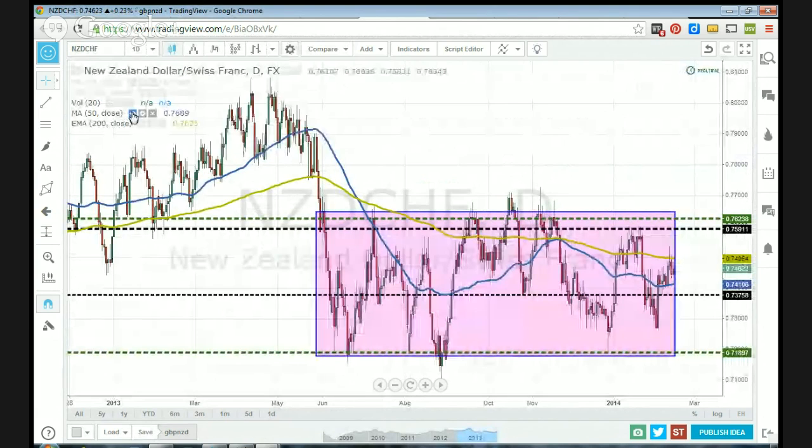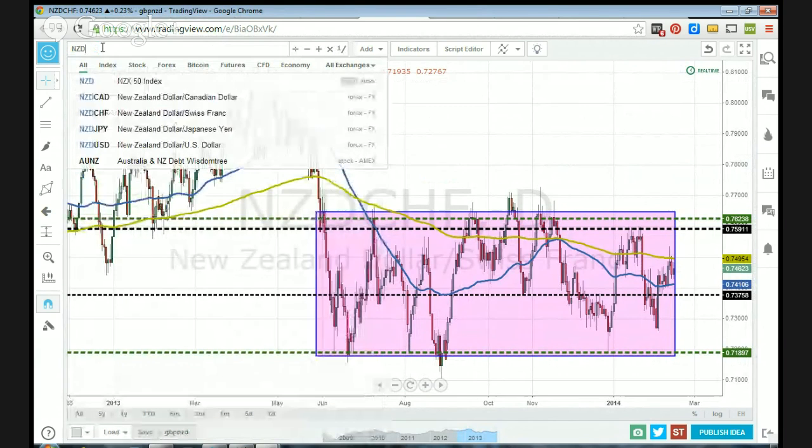Kiwi Swiss still in that range. Same thing with Euro Kiwi. Basically they're showing the same thing. In this range, I will pass on that until we go to an extreme. Euro Kiwi, I was thinking about going on, but I'm not going to. I'd rather wait for it to go to an extreme, top or bottom of that range, basically.